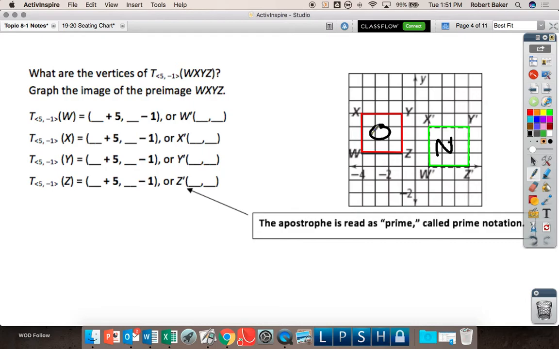Now what they're telling you is that the rule we applied was a translation with a magnitude of 5, negative 1. What does this 5 mean right here? That means right 5. What does this negative 1 mean? Down 1. So they want me to take the coordinate for point W, go find point W, which is at... where's the origin?